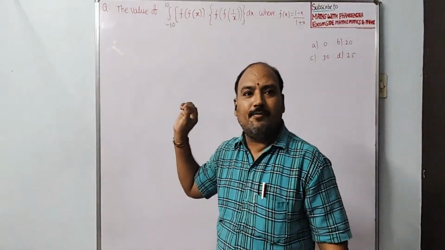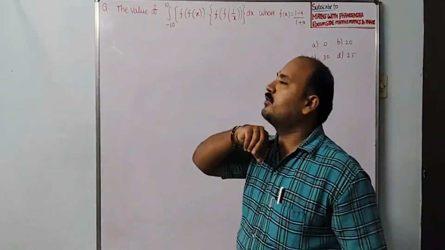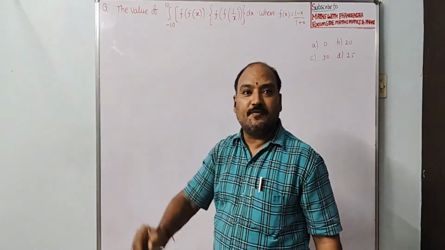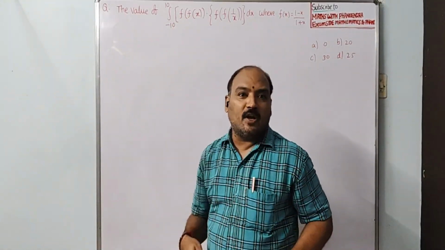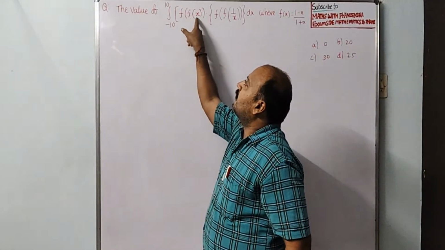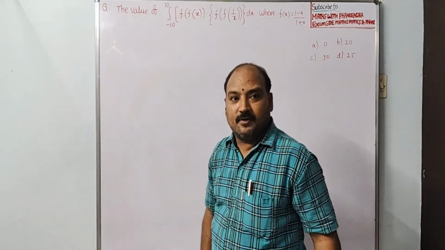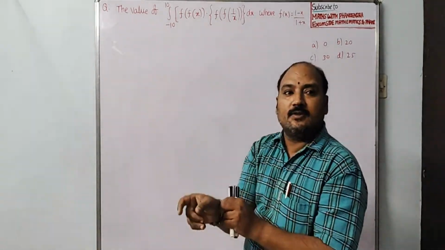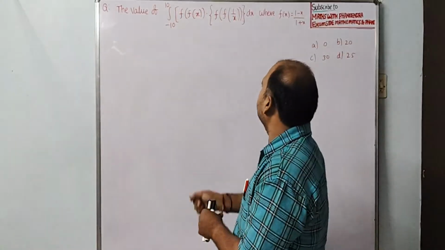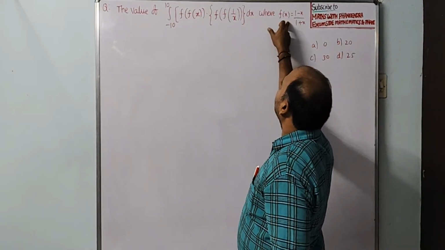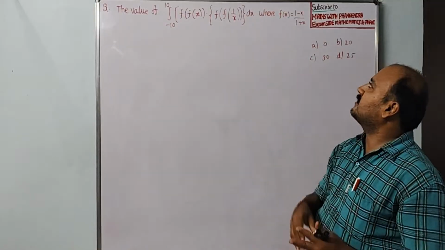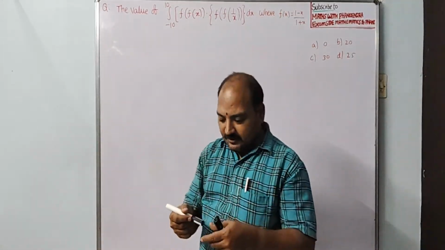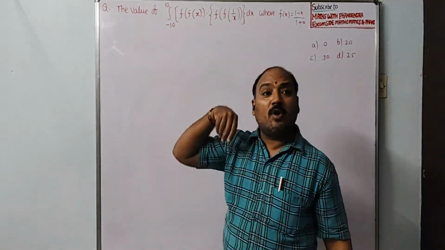The value of the integral from minus 10 to 10 of f of f of x, it is called a composite function. One function is involving another function. f of f of x, that means f circle f, composite function. Even here also, f of f of 1 by x, this is also a composite function, dear students, dx. f of x is given as 1 minus x by 1 plus x. First we need to simplify f of f of x as well as f of f of 1 by x.